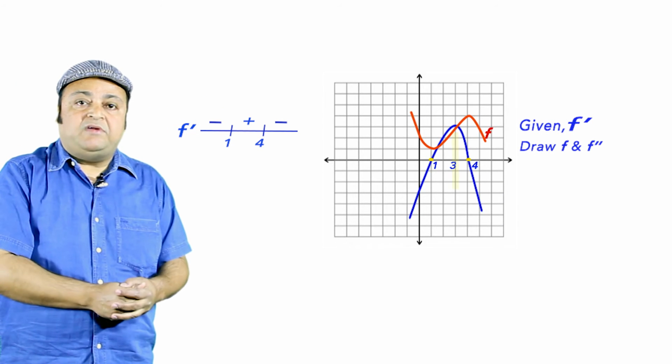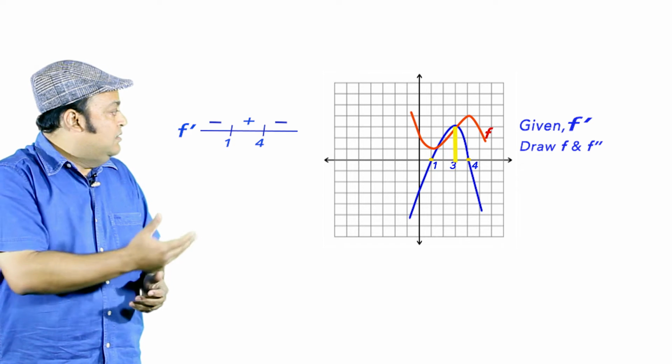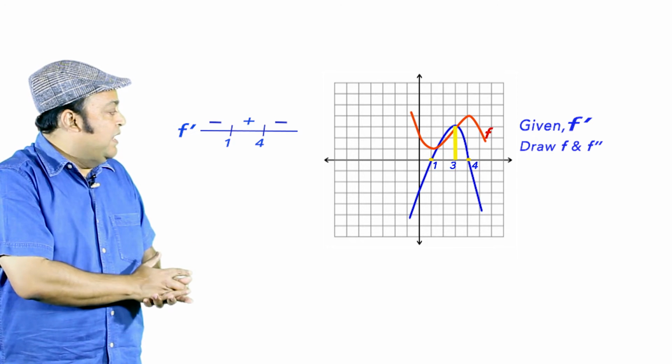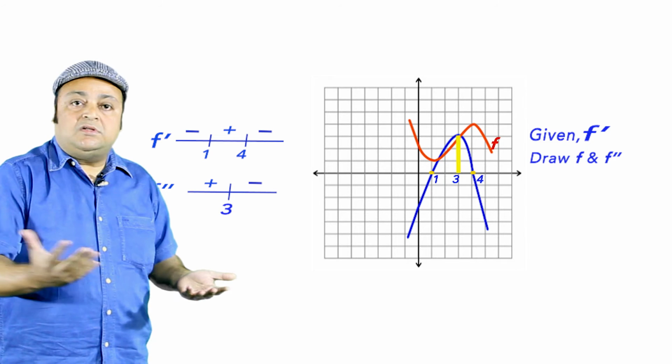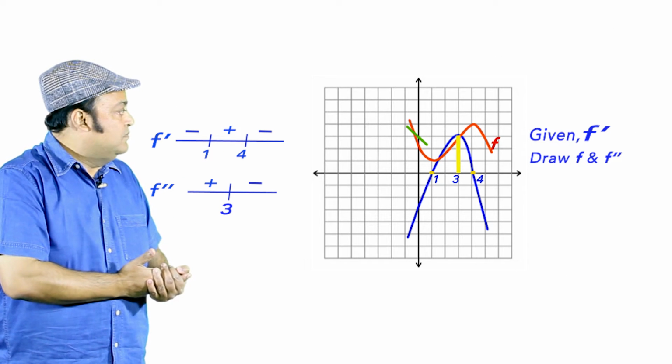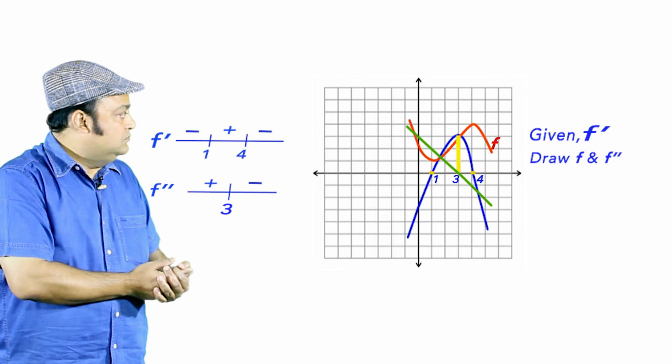Now, to find out f double dash, we draw the chart for f double dash. We find the slope of f dash is changing from positive to negative at 3. This gives us the clue to how to draw f double dash. Very simple. Let us try out another sum.